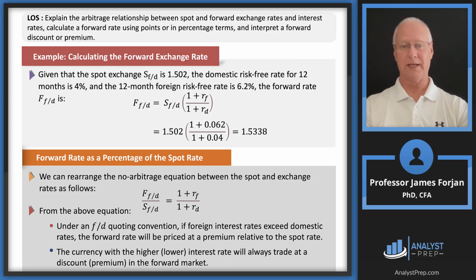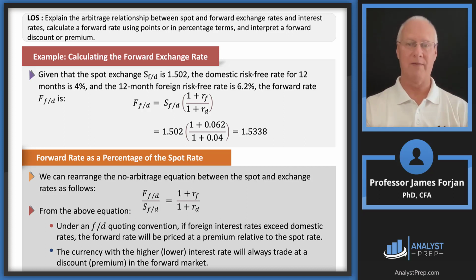Now what we can do is continue to rearrange that. Look down at the bottom orange box. We can bring the spot rate over to the left-hand side of the equal sign by simply dividing both sides by the spot rate, and we get that thing right there. So look, this is a great relationship between spot rates, forward rates, and the relative interest rates between two countries. And notice what this is. It's the no-arbitrage equation. If that equality holds, then there will be no arbitrage.